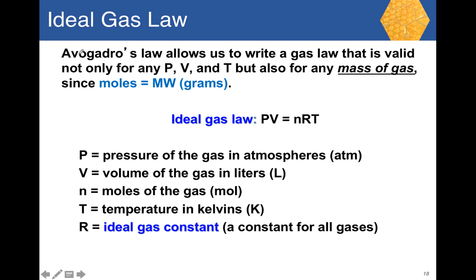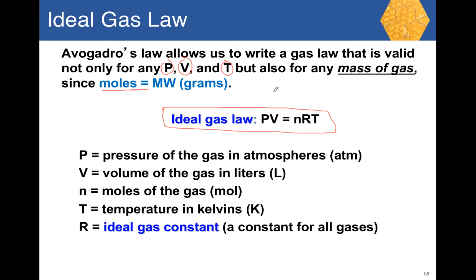Okay, let us look here at another gas law. This is called the ideal gas law, and this is basically derived from Avogadro's observations. What it states is that we're writing an equation which relates the pressure, the volume, the temperature, and also the mass of gas. Written this way, we can convert it to moles and come up with this equation.